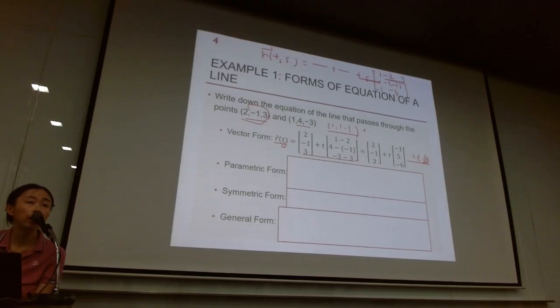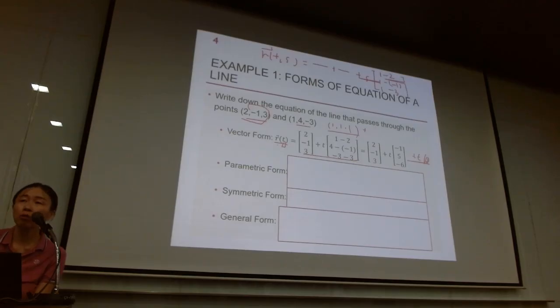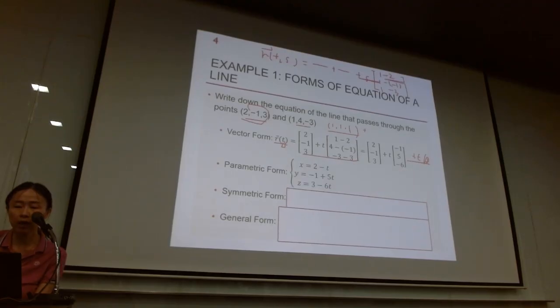After that, parametric form. What is parametric form? I define an equation for x, an equation for y, and an equation for z. Based on this side, the r we can write as x, y, z. This vector is x, y, z. Then I sum this inside. x will be equal to 2 minus t. No problem? So this is written as x, y, z because it's 3 and 3.